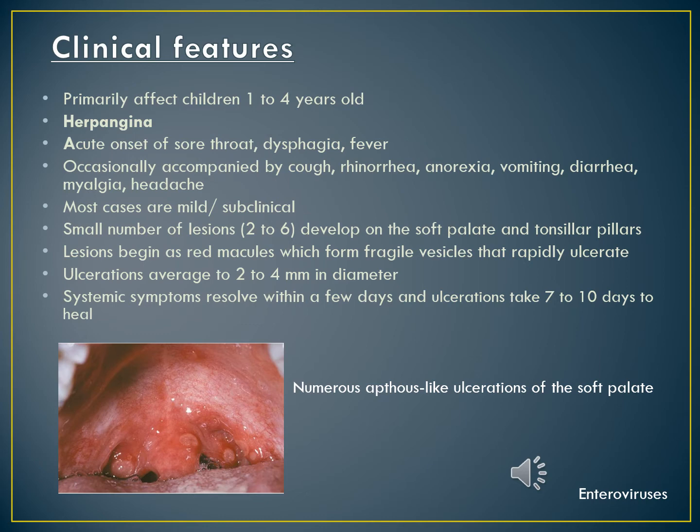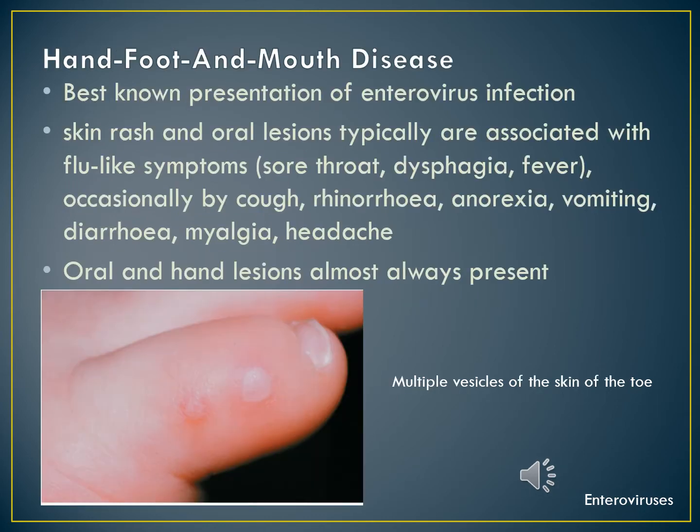A small number of lesions, 2 to 6, develop on the soft palate and tonsillar pillars in the oral cavity. Lesions begin as red macules which form fragile vesicles that rapidly ulcerate, and ulcerations average 2 to 4 mm in diameter. Systemic symptoms resolve within a few days and ulcerations will take 7 to 10 days to heal. Hand, foot and mouth disease is the best known presentation of enterovirus infection. Skin rash and oral lesions typically are associated with flu-like symptoms such as sore throat, dysphagia, fever, and occasionally cough, rhinorrhea, anorexia, vomiting, diarrhea, myalgia, and headache. Oral and hand lesions are almost always present.